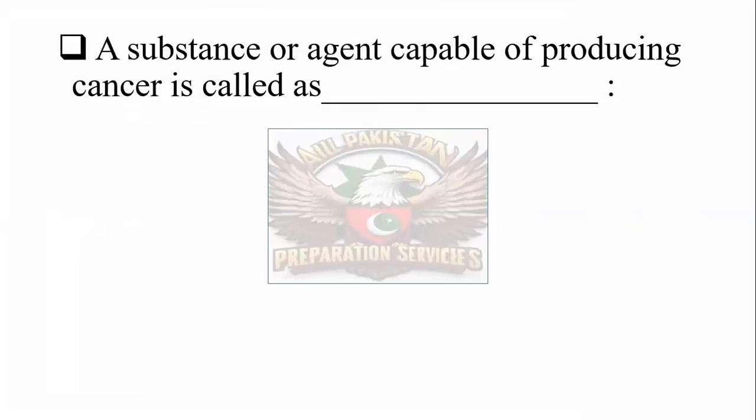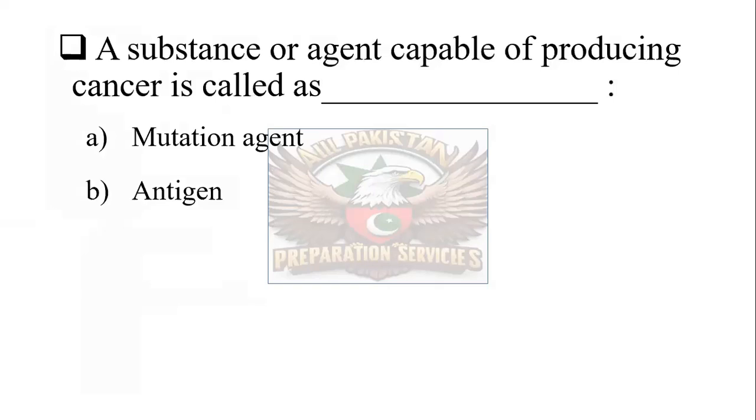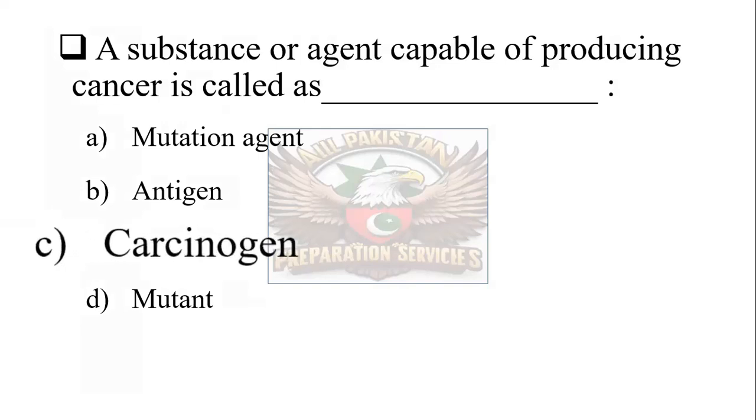A substance or agent capable of producing cancer is called as mutation agent, antigen, carcinogen, or mutant. The correct one is carcinogen. Carcinogen is a substance that is capable of producing cancer.